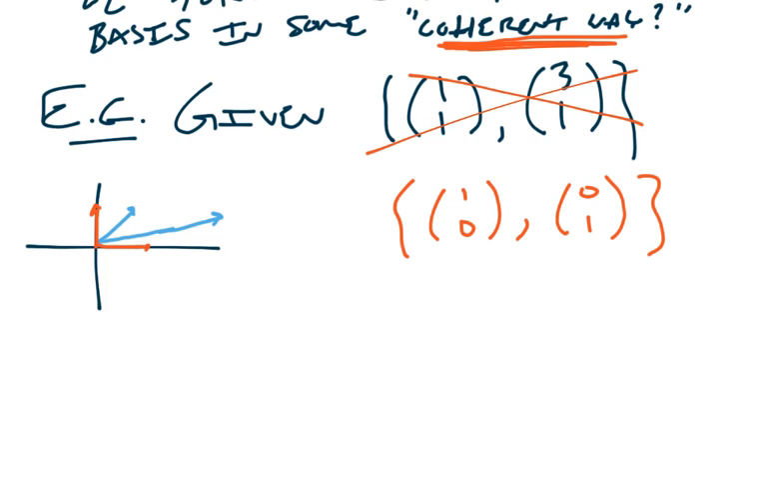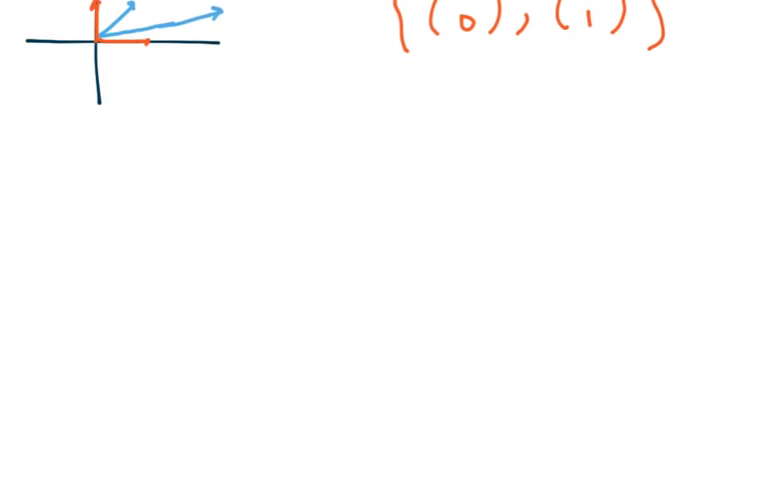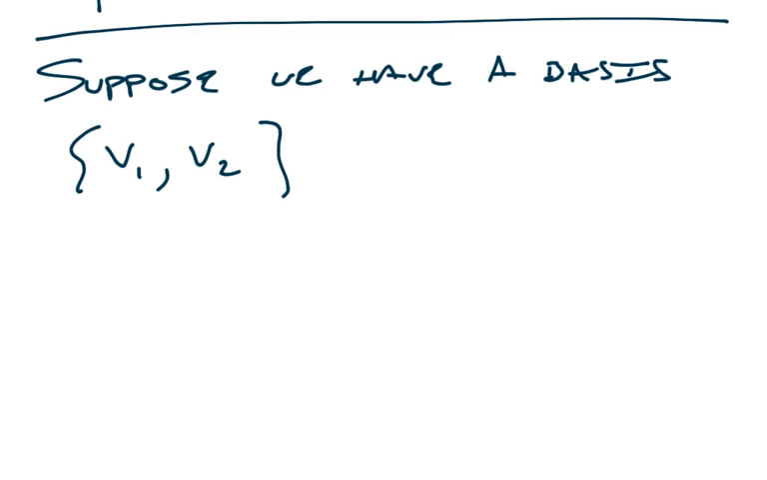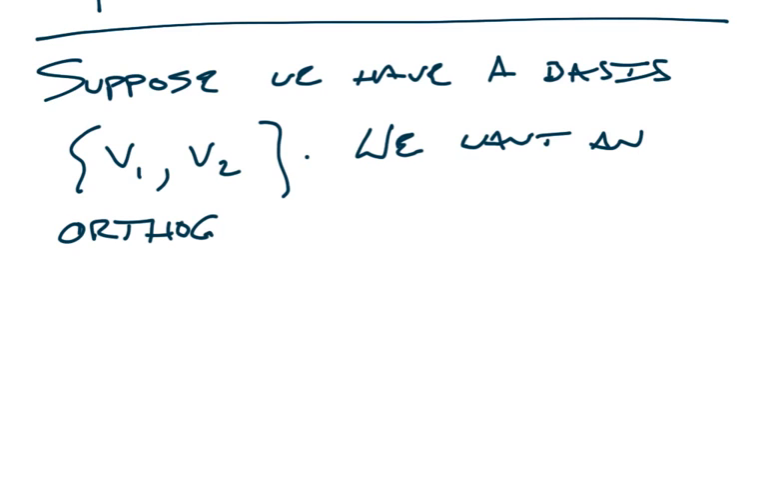Okay, so again, let's start off with two vectors. Suppose we have a basis that has two vectors in it, V1 and V2. And we want to turn this, adapt this, into an orthogonal basis. That's the idea.